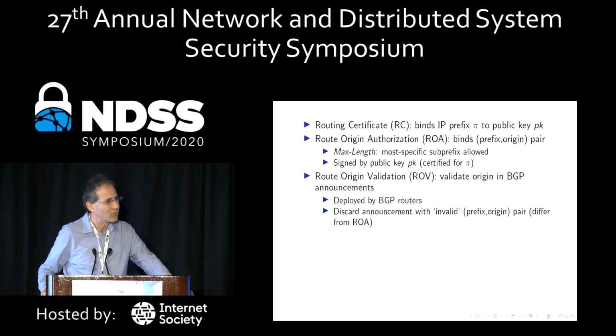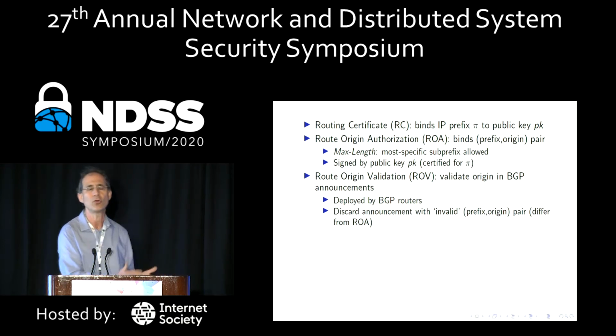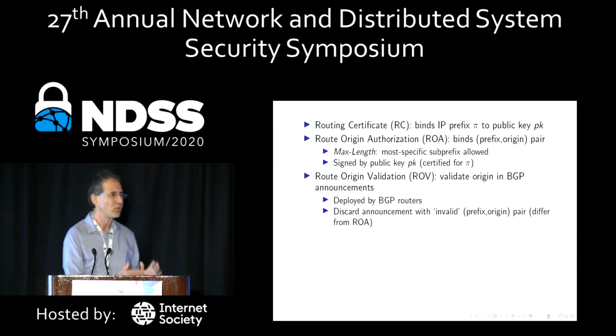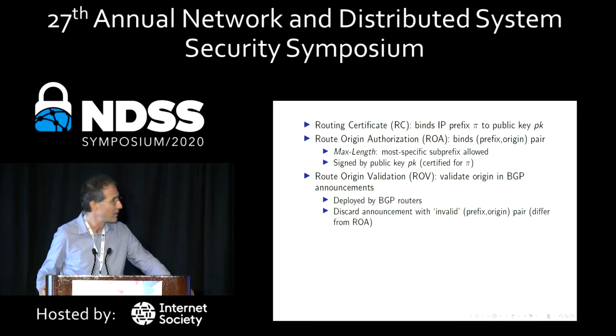And this ROA has a parameter called max length, telling how long a sub-prefix of that particular prefix you can announce. How many bits? This is important because in the IP protocol, if you announce a sub-prefix, then routing of data will always go to the most specific, the longest sub-prefix, okay? In any case, the ROAs are signed by the public key, and they are distributed by these RPKI mechanisms.